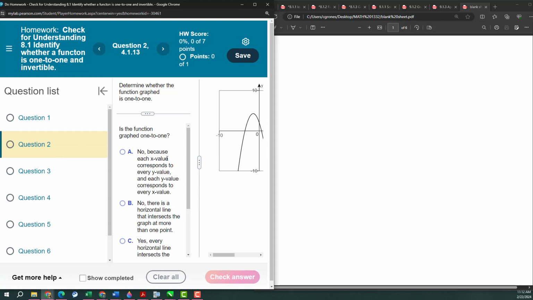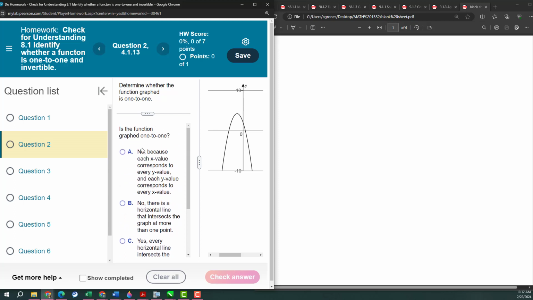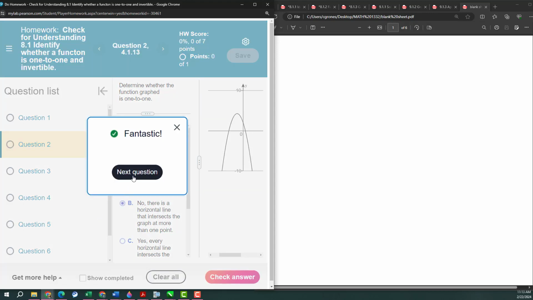All right, so as always, I will look at the homework questions that you need to look out for on the test. So number 2 on 8.1, it says determine whether the function graph is one-to-one. So remember, in order to be one-to-one, it has to pass the vertical line test and the horizontal line test. So we can tell off the bat this one is not one-to-one because it does not pass the horizontal line test. So it's going to be A or B. No, there is a horizontal line that intersects the graph at more than one point.